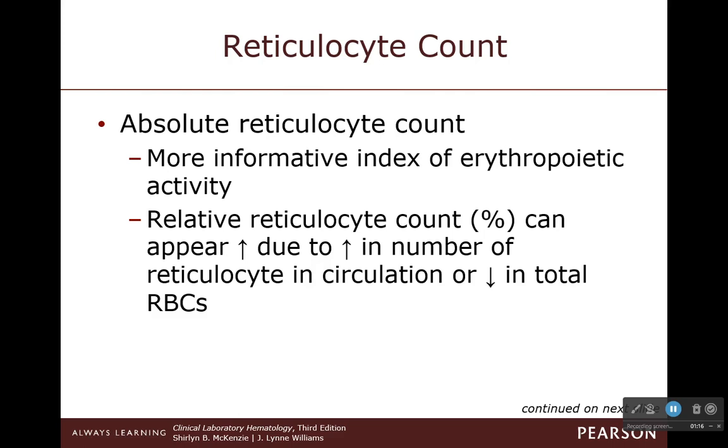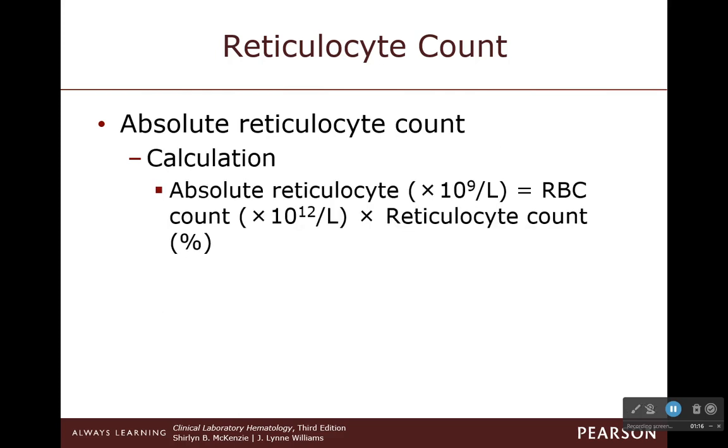Absolute reticulocyte count is the actual number. Okay? It is more diagnostic and informative to erythropoiesis than the percent. And so you should always look at that absolute retic count on your patients. Okay? All right. How do you calculate the retic? Well, most of your analyzers do it, but if you do the manual retic, then you can also do a calculation. It's the RBC count times 10 to the 12 per liter times your reticulocyte count percentage. And that should give you your absolute retic count.